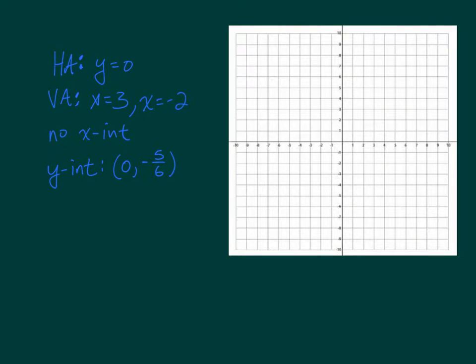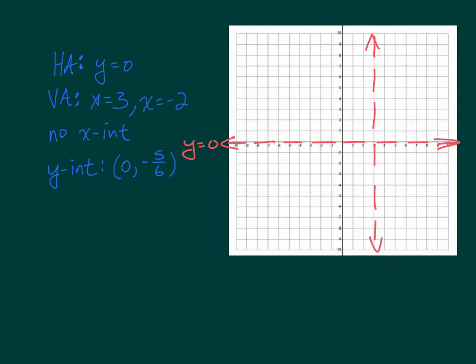From the previous slide, we have all of our important information, the horizontal and vertical asymptotes and the x and y intercepts. So the first thing I want to do is graph the asymptotes. I've got a horizontal asymptote at y equals 0, and that is right along the x-axis here. Y equals 0. And for this particular graph, we have two vertical asymptotes. So I'm going to graph the first vertical asymptote, x equals 3. Here we go.